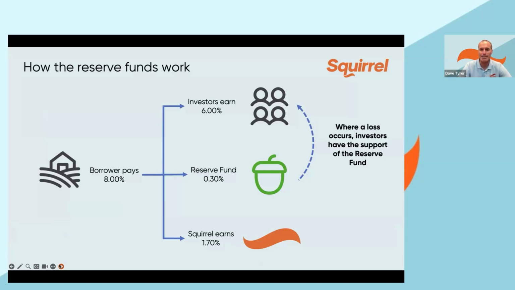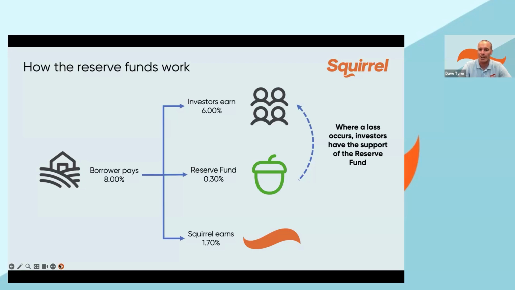So the borrower is paying 8%, investors earn 6%, the reserve funds earn 0.3%, and Squirrel earns 1.7%. So if you think about that, over the course of the year, the borrower has paid 8% interest, investors have earned their 6%, reserve funds had money flowing into it each month when the borrower makes a payment, and Squirrel has earned a margin for us to manage the loans, manage the borrowers, and do all the things that we need to do to look after both you, the investor, and the borrower.